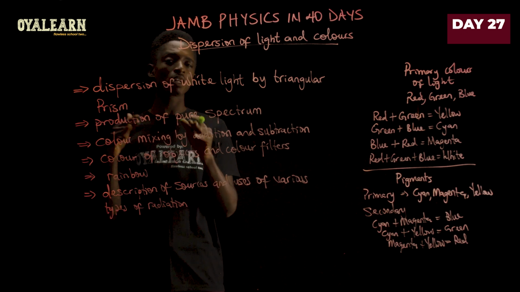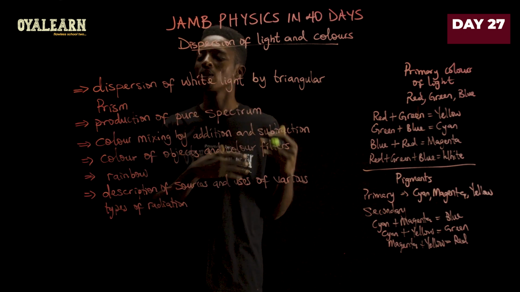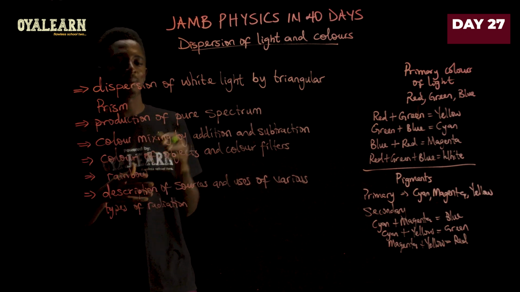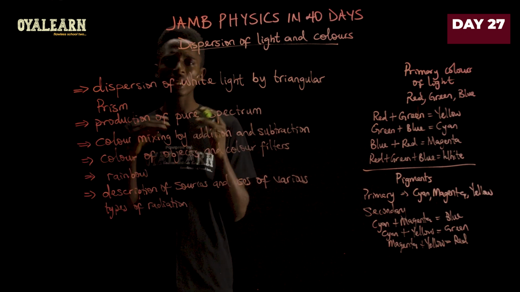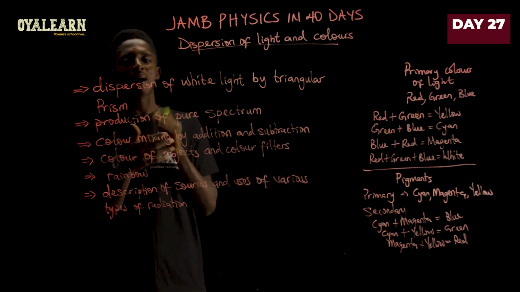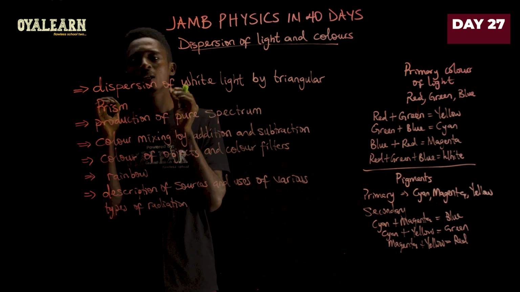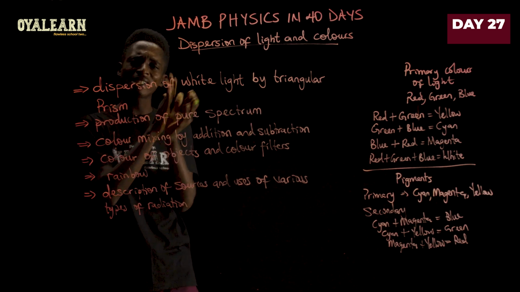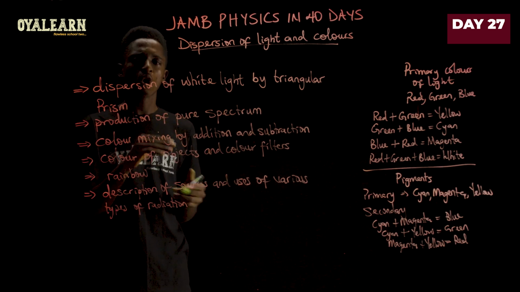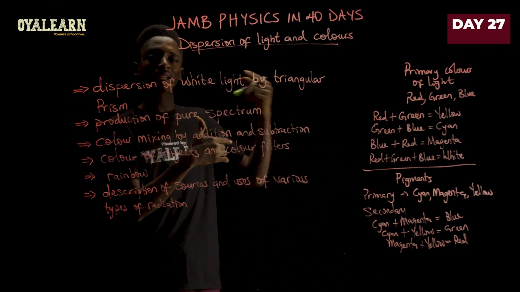Now, what is expected of every candidate regarding this topic by JAMB is that you should be able to understand the dispersion of white light by a triangular prism. Although it was originally observed by Sir Isaac Newton when he saw white light beaming on a triangular prism, thereby creating a spectrum of colors, that is what was then further studied.